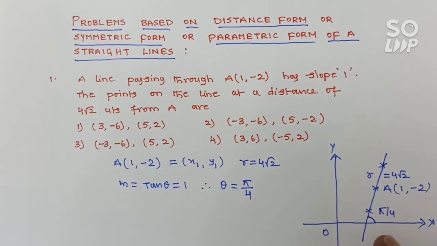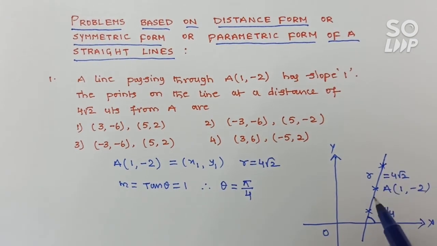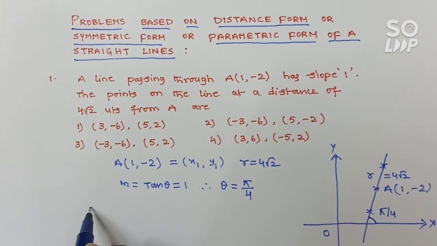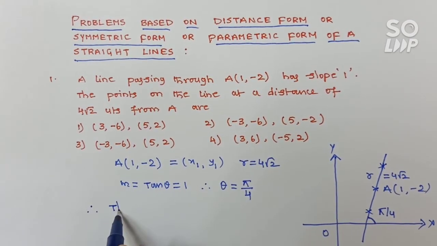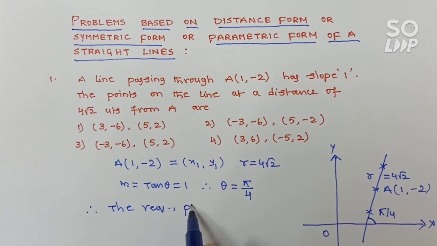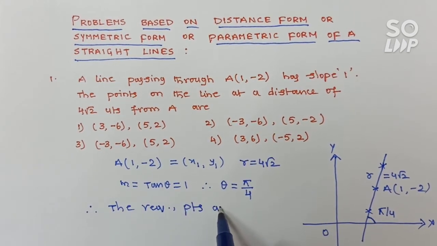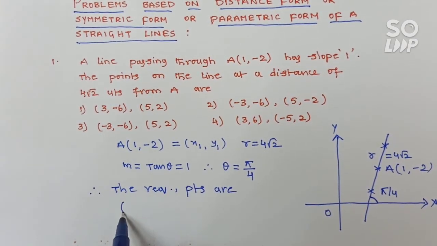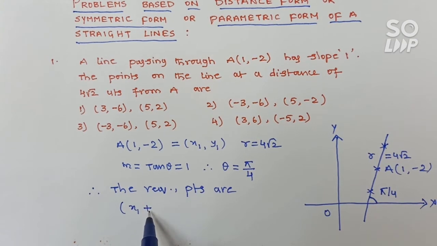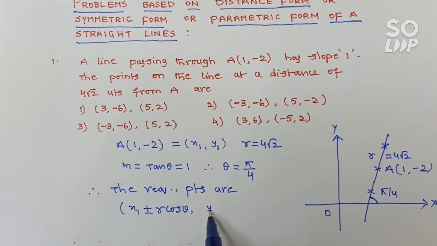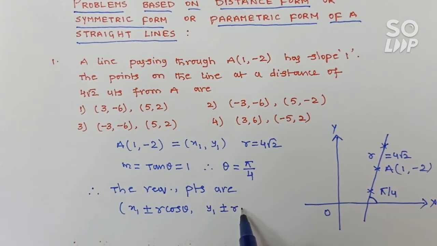So what is the formula to find the points on this line at a distance of 4 root 2 from A? Therefore the required points are given by the formula: x1 plus or minus r cos theta, comma, y1 plus or minus r sin theta. So this is the formula.